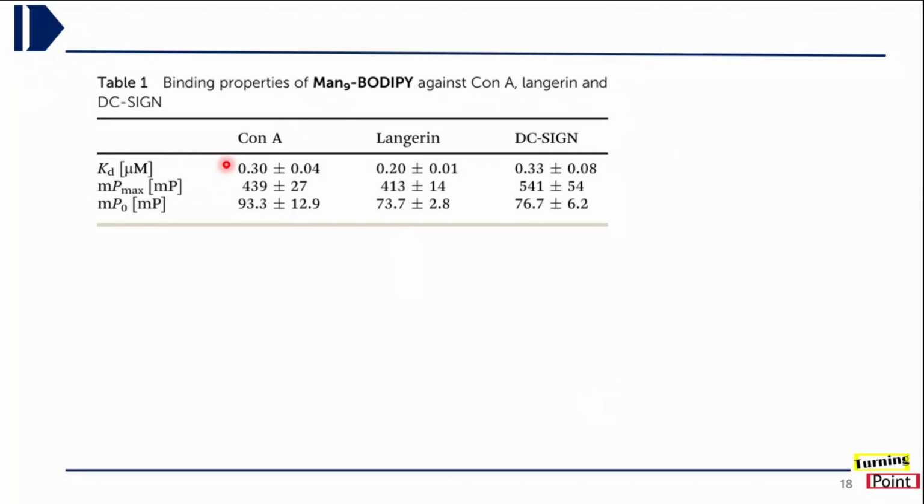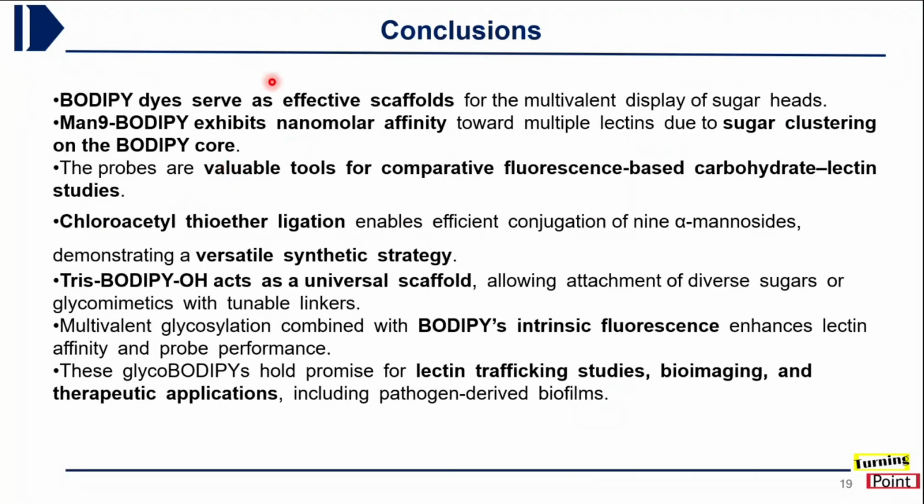Now concluding today's talk, BODIPY dyes serve as an effective scaffold for the multivalent display of sugar residues. Man9 BODIPY exhibits nanomolar affinity toward multiple lectins due to sugar clustering on the BODIPY core. Probes are valuable tools for comparative fluorescence-based carbohydrate-lectin studies, and chloroacetyl thioether ligation enables efficient conjugation of 9 α-mannosides, which we have discussed in the synthesis part, demonstrating the versatile synthetic strategy.